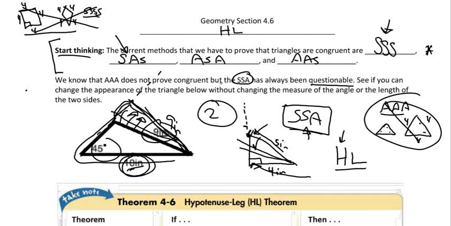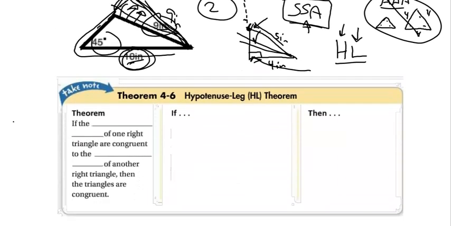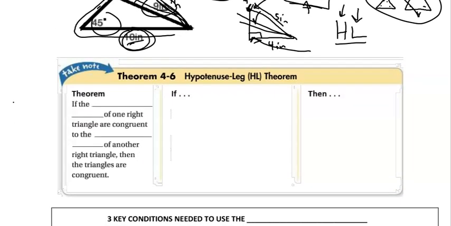HL stands for hypotenuse and leg. So basically what it means is, if the hypotenuse and leg of one right triangle are congruent to the hypotenuse and leg of another right triangle, then the two triangles are congruent. Once again, we don't call it SSA because there's many times when SSA does not work. We call it HL. Let me give you an example.